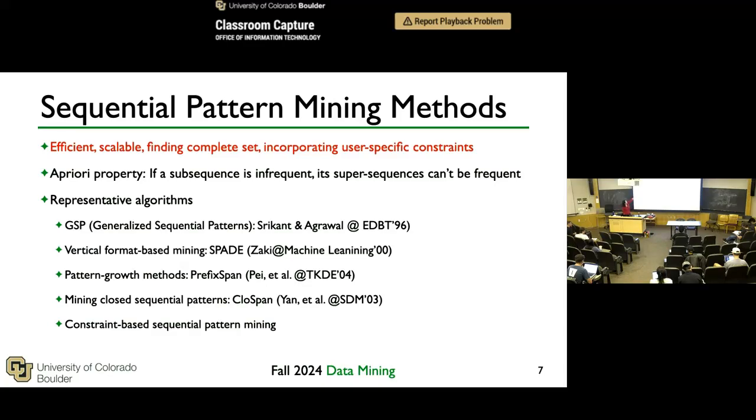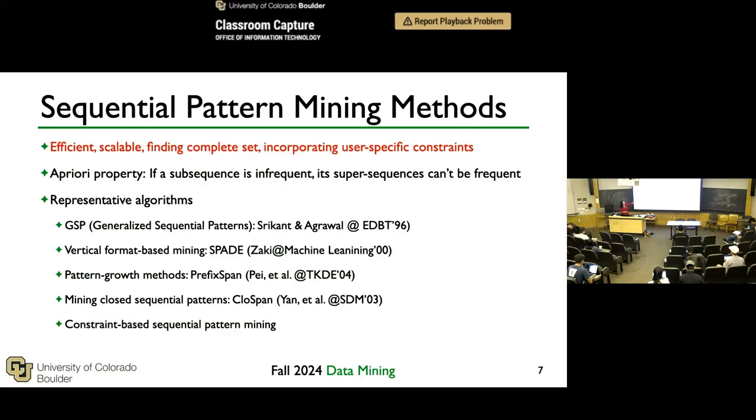GSP is the generalized sequential patterns method. It was an earlier method, but people quickly realized it's not scalable. You cannot work with a large number of sequences. So there are a few other methods, some of which we have mentioned. Like the vertical data format, which can actually be quite useful when you're trying to combine two different sequences or subsequences.